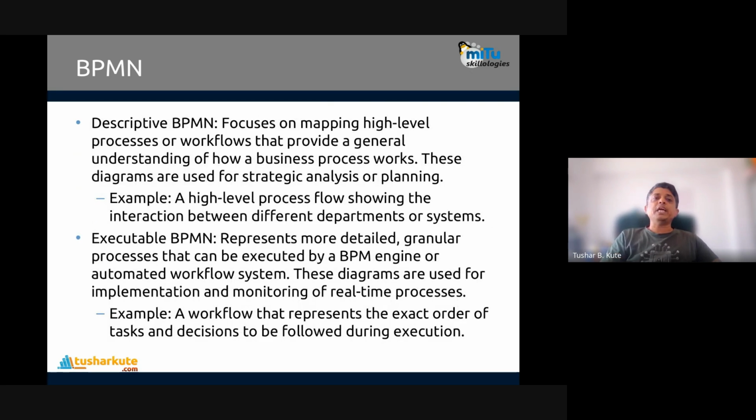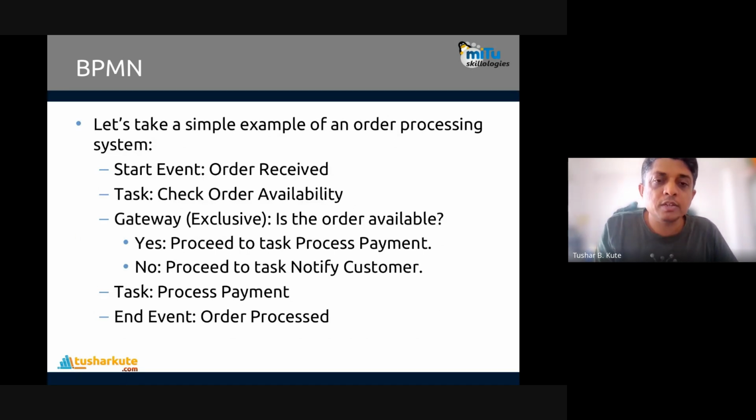There are multiple types of BPMN. The first one is descriptive. The second is executable. Descriptive focuses on mapping the high-level process or workflow for a general understanding of how a business process works. And executable represents a more detailed, granular, fine-grained process that can be executed by a BPM engine or automated workflow system. That's called executable BPMN. See the example, a small example of BPMN.